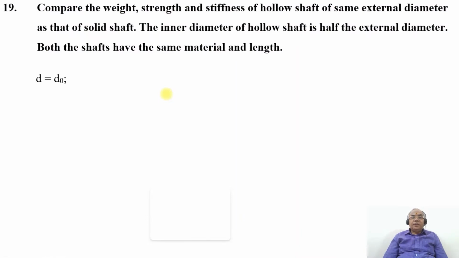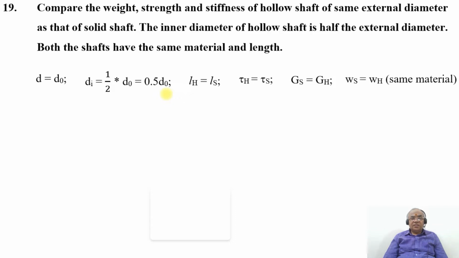So D will be equal to D naught, and Di will be equal to half into D naught, which will be equal to 0.5 D naught. LH will be equal to LS, tau H will be equal to tau S, and GS will be equal to GH, and small ws will be equal to small wH, which is the specific weight of the material.